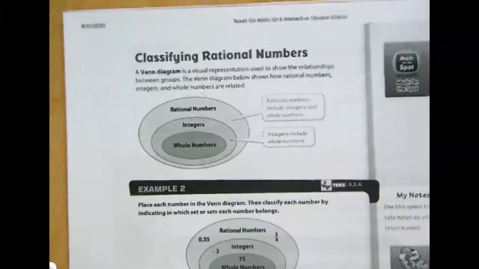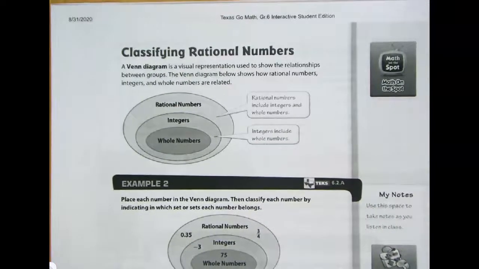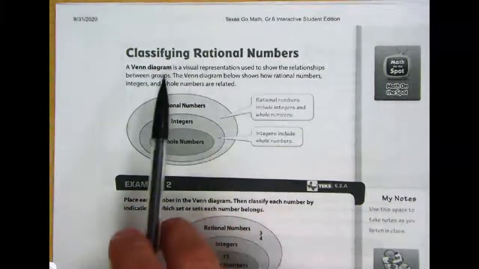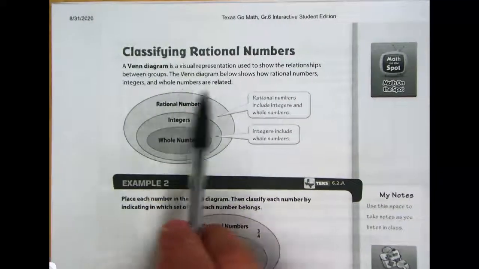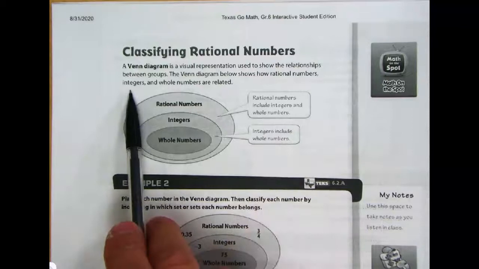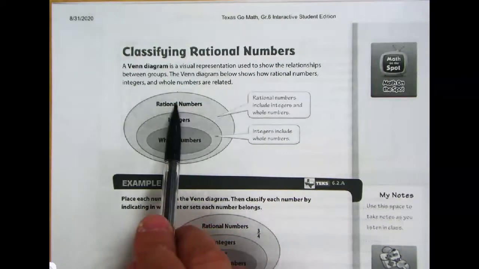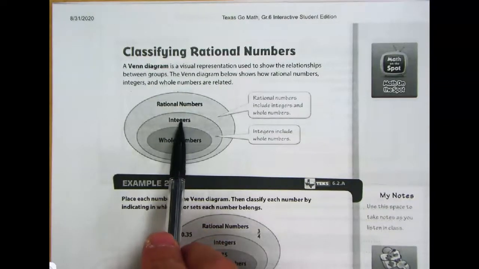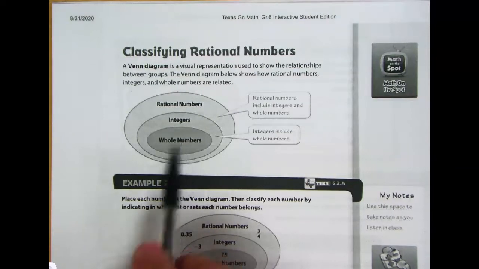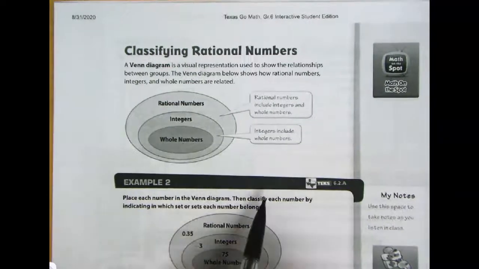Let's talk about classifying rational numbers. A Venn diagram is a visual representation used to show the relationships between groups. The Venn diagram below shows how rational numbers, integers, and whole numbers are related. So again, any rational numbers, any number that can be written as a fraction. An integer, that's whole numbers, positive and negative, including 0. Whole numbers is just the positive numbers, including 0. I mean, counting numbers would just be the positive numbers.